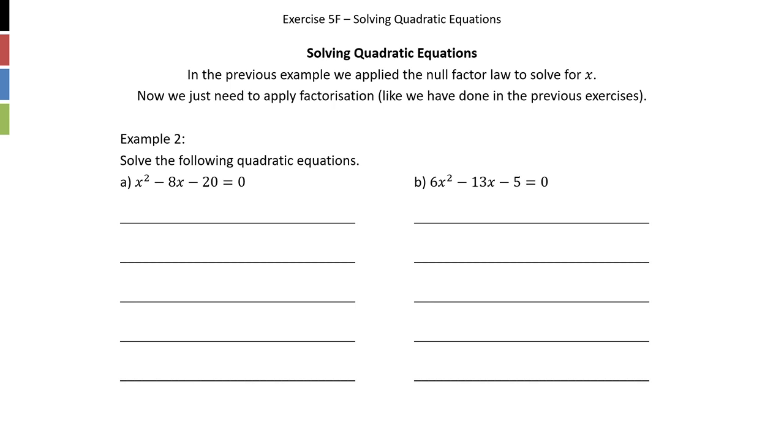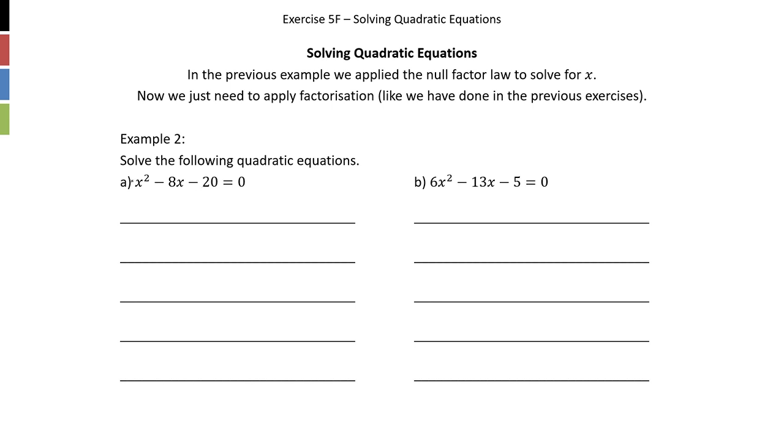So we're going to practice a bunch of skills together. It's saying solve the following quadratic equations: x squared minus 8x minus 20 equals 0. Well, to solve, we need to get it in factorised form. That allows us to use the null factor law. So let's have a go at that.